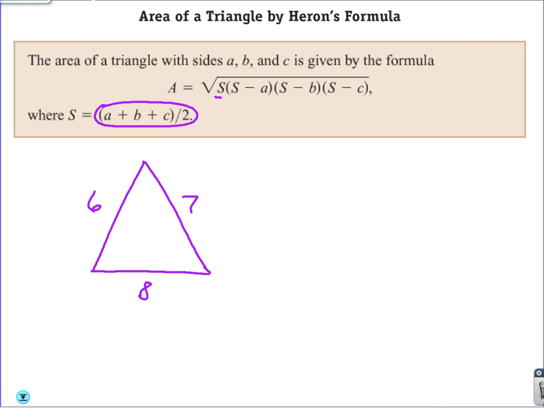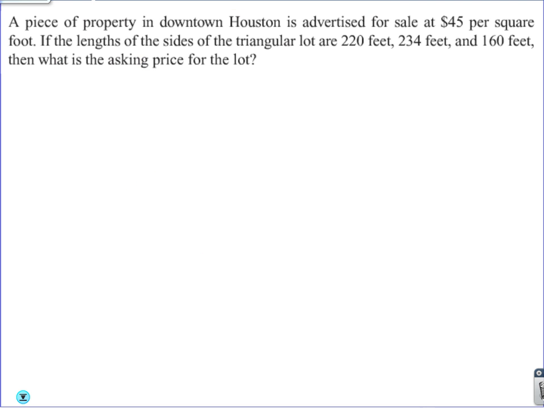Okay, let's work the problem they've got made up for us here. A piece of property in downtown Houston is advertised for sale at $45 a square foot. If the lengths of the sides of the triangular lot are 220, 234, and 160 feet, what's the asking price? So $45 a square foot, of course, we're going to use that last. We're going to find the area, how many square feet are in this lot, and then once we find that area, we're going to multiply by 45 to see the price.